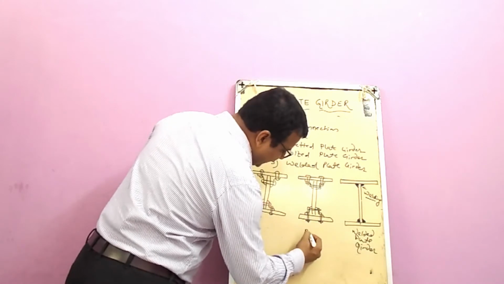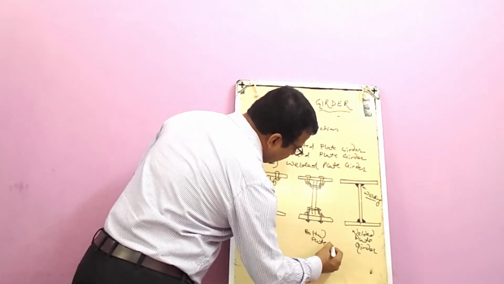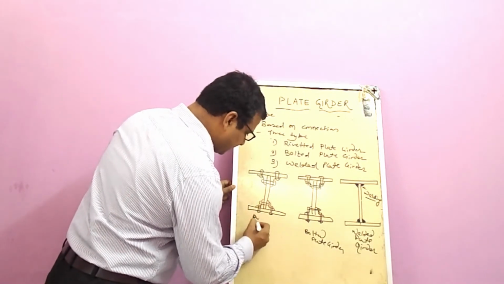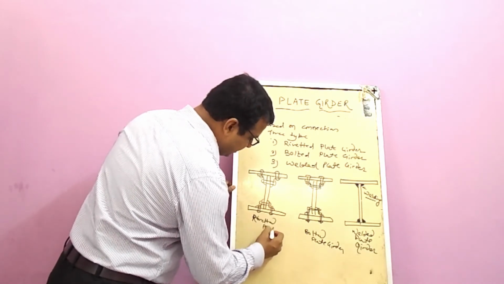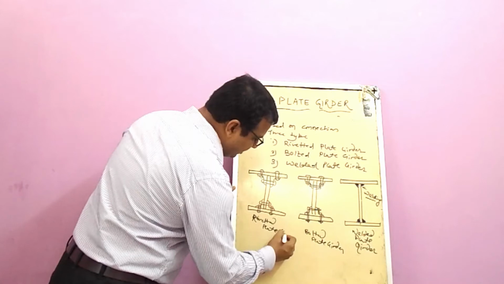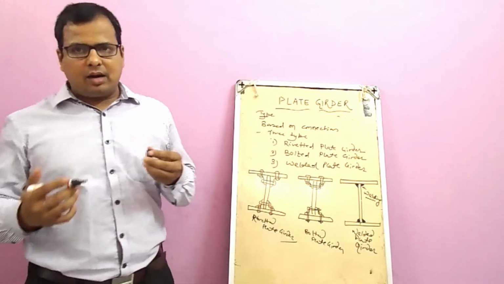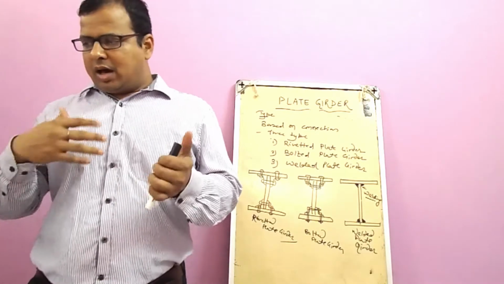So this will be the bolted plate girder and this will be the riveted plate girder. So based on the connections we can classify our plate girder into the three types.